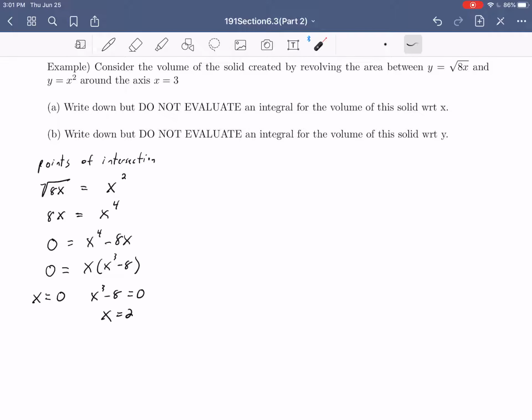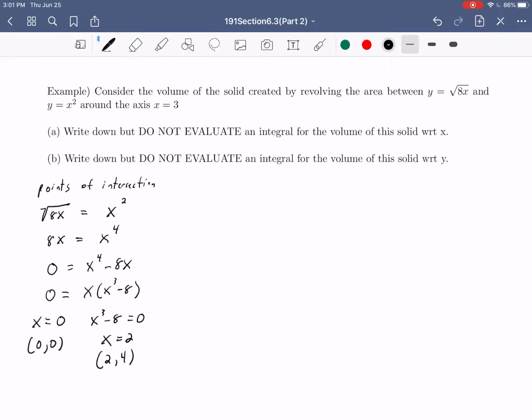So let's see what those actual coordinates would be. Plugging in 0 into either of these is going to give us the intersection (0, 0). And plugging in 2 into either of these, the square root of 16 is 4, and 2 squared is also 4. So we have the point (2, 4). That gives us a better sense of where we should be drawing this.